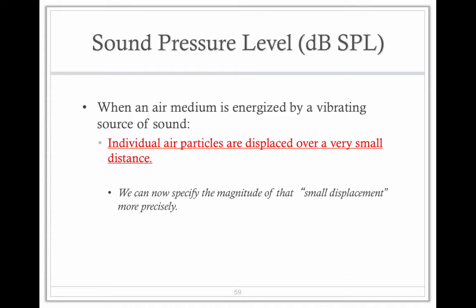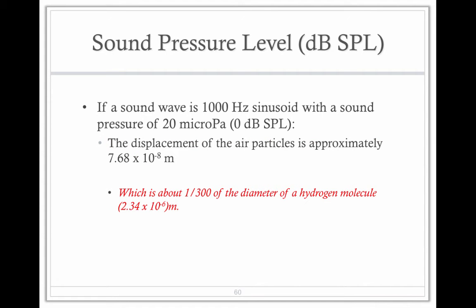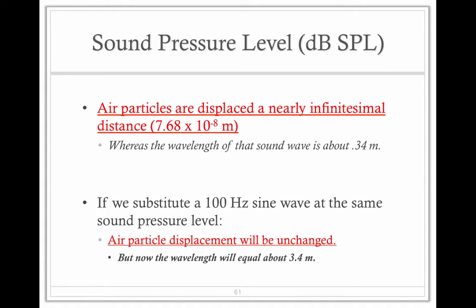When the air in the medium is energized by a vibrating source of sound, the individual air particles are displaced over a very small distance. We can now specify the magnitude of that small displacement more precisely. If a sound wave is a 1,000 Hz sinusoid with a sound pressure of 20 micropascals, the displacement of the air particle is approximately 7.6 times 10 to the negative 8 meters, so super small displacements. The air particles are displaced a nearly infinitesimally small distance, and there's a certain wavelength associated with that change that happens to be much longer.